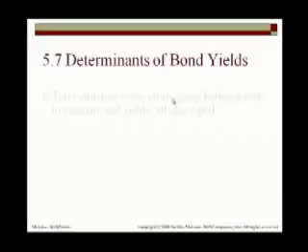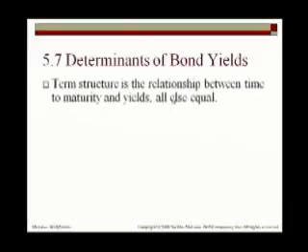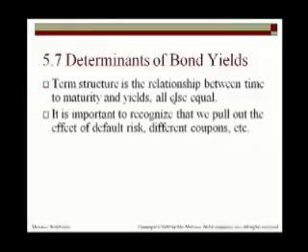What determines bond yields? Well, the relation between the time to maturity and yield to maturity is called the term structure. And it's important to recognize that in order to calculate the term structure, we have to control for anything that might be different. So, for instance, you couldn't calculate a term structure by comparing corporate bonds and treasury bonds because they have different default risk. You don't want to compare bonds that have different coupons. So you try to find bonds that are as much the same as possible, and then you look at the relation between time to maturity and their yield.